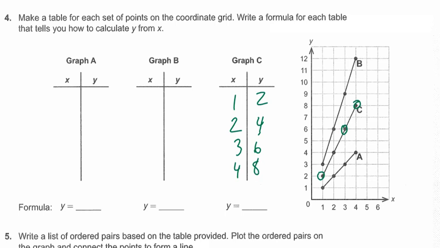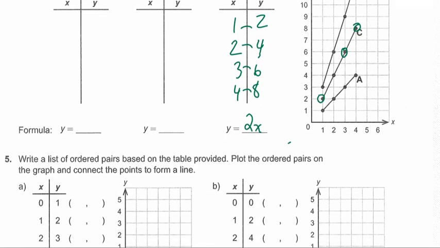And how do we see y is changing with x? Well, we can see that it's doubled here. For each of these, it's doubled, right? 2 to 4, 3 to 6, 4 to 8. So I know that this one is like our first example, y equals 2x. Okay. See if you can figure out graph A and graph B.